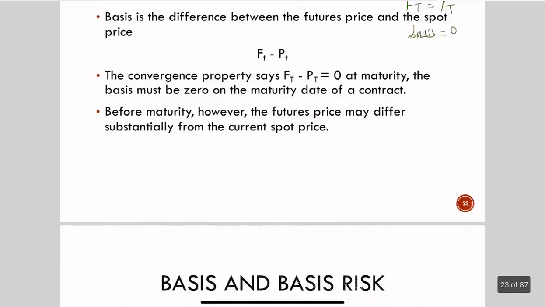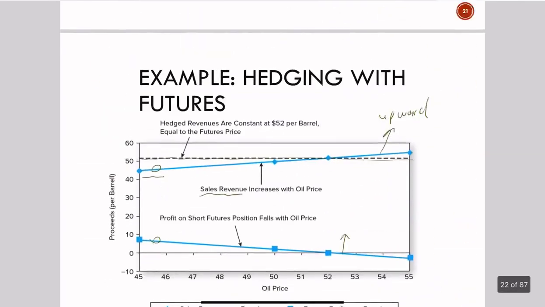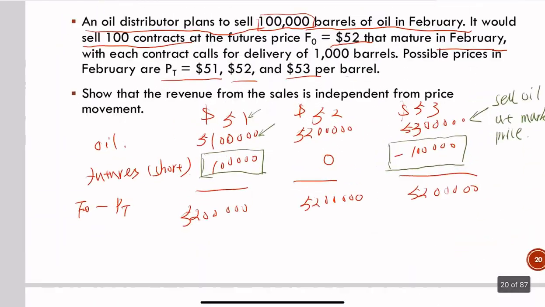So you can see that there is no risk, because in the end, the total revenue is always the same. Well, the reason is because on this delivery date, the futures price and spot price, they are equal. So the gains and the losses on the futures and the commodity position will exactly offset. And you can see this result here.